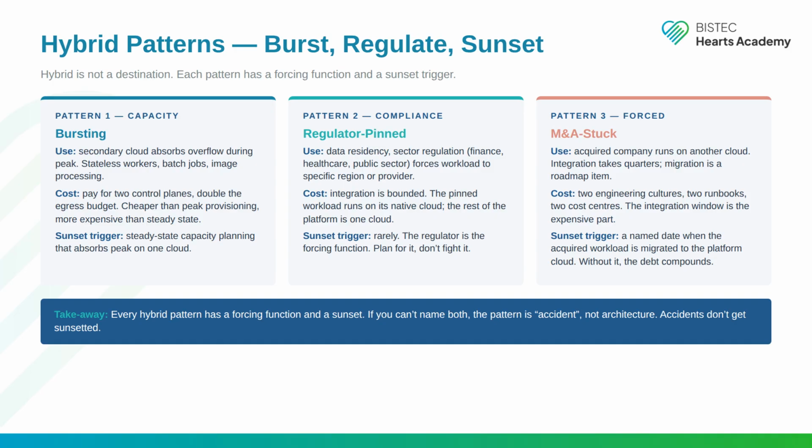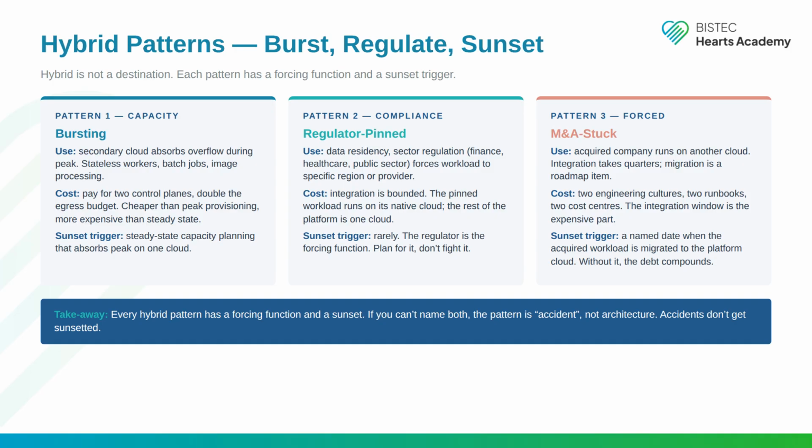Pattern 3. M&A-stuck. The acquired company runs on another cloud. Integration takes quarters. Migration is a roadmap item. The cost is 2 engineering cultures, 2 runbooks, 2 cost centers. The integration window is the expensive part. The sunset trigger is a named date when the acquired workload is migrated to the platform cloud. Without a named date, the debt compounds. The acquired cloud becomes the second cloud you never wanted and can never leave.